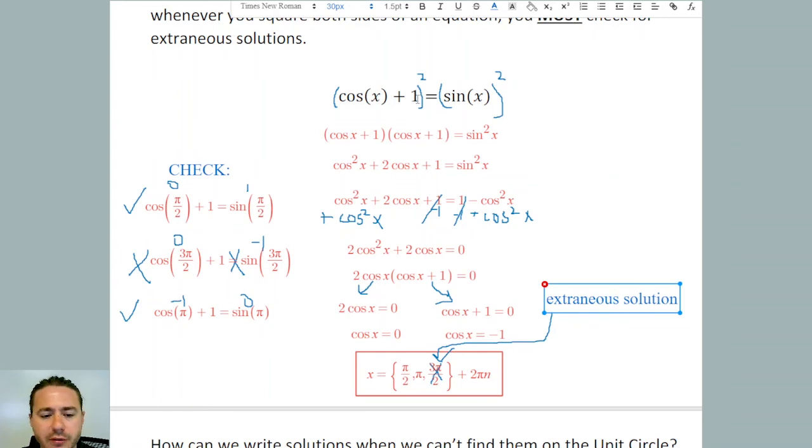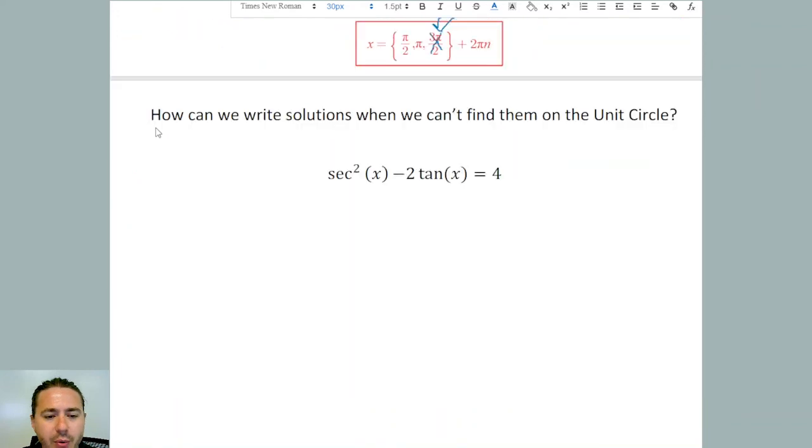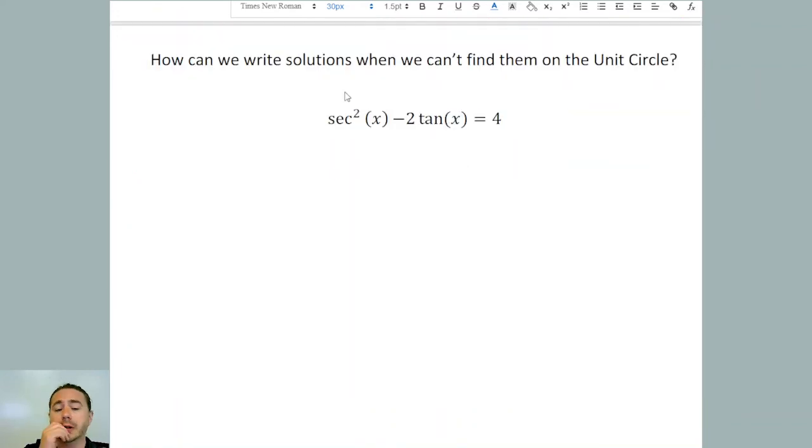Okay, so that's the end of that one. We got one more problem for you. How can we write the solutions if we can't find them on the unit circle? Okay, so let's say we're trying to solve this, and we're going to use a variety of identities.